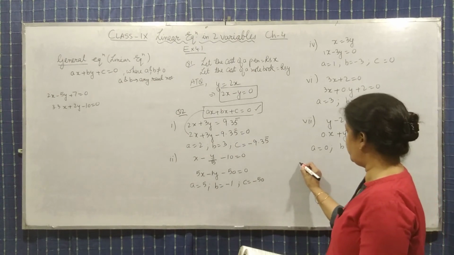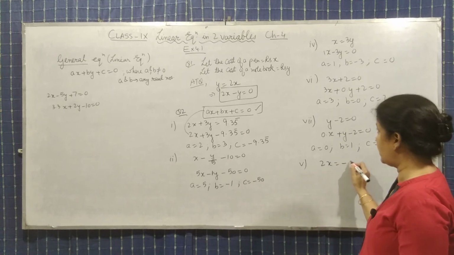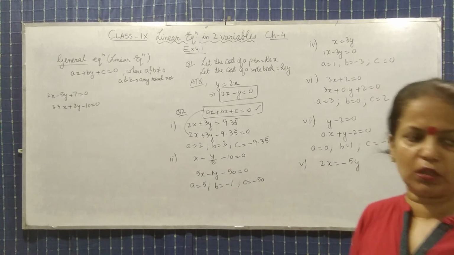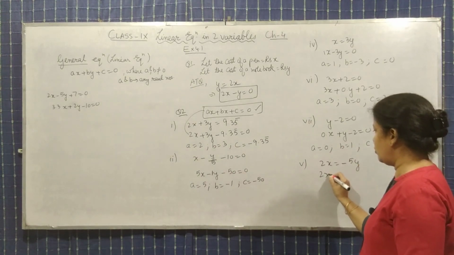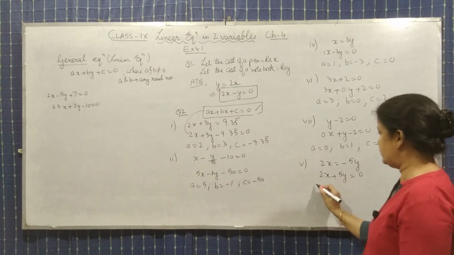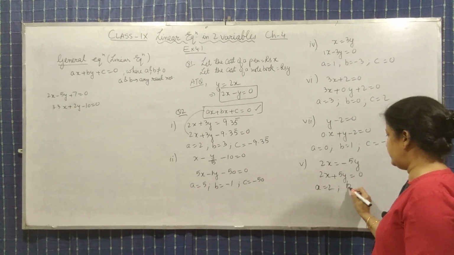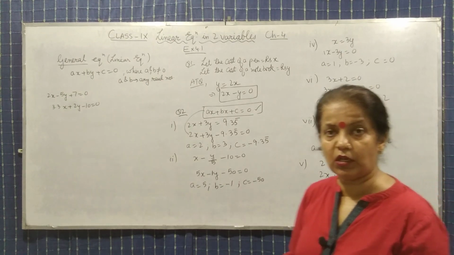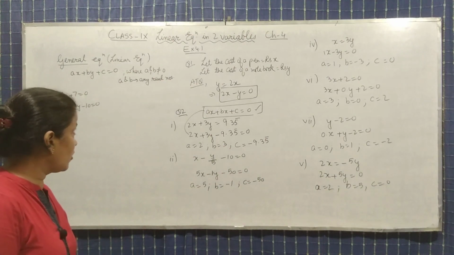I am taking one more, the fifth part. In the fifth part, it is written 2x equals minus 5y. How will you do this one? 2x equals minus 5y. Again shift it: 2x plus 5y equals 0. Now, a equals 2, b equals 5 and c equals 0. Isn't it? It's quite easy. The first exercise is quite easy for all of you.